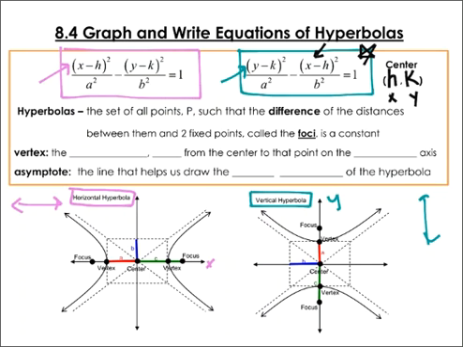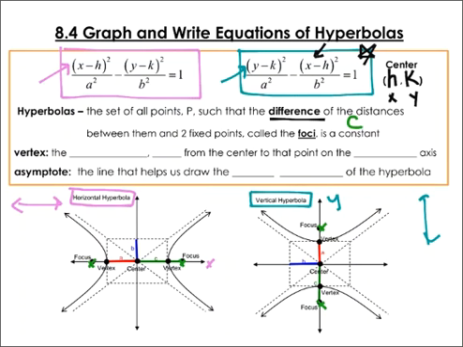Alright, hyperbolas are just a set of all points p such that the difference of the distances between them and two fixed points called the foci is a constant. Alright, so the constant is c, just like it was before. Notice, look down at the diagrams again here, I'm putting little x's over where the foci are. They are inside the curves. So the focus should always be inside the curve.